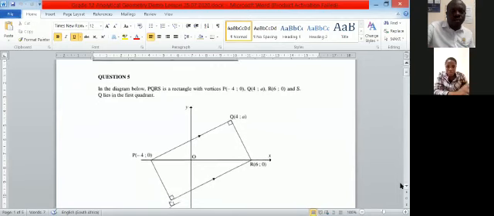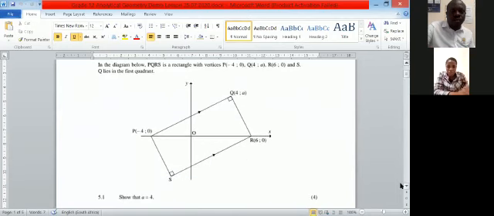Okay. Question. In the diagram, PQRS is a rectangle. You know what a rectangle is, right? The properties of a rectangle: opposite sides are parallel and equal, number one. And the interior angles are all right angles, 90 degrees. We use those properties of the shape when doing an analytical geometry question.